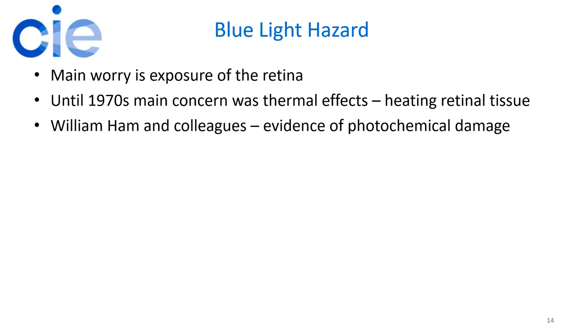But William Ham and his colleagues in the early 1970s were doing research on the effects of different wavelengths on the retina. This was only really possible because of the introduction of lasers, where you could choose individual wavelengths. What they discovered was that there were effects that were clearly not heating effects. They showed evidence for photochemical damage, recognizing there was probably some synergy between heat and the photochemical reaction, because if you warm something up, the chemical reaction possibly goes slightly faster.